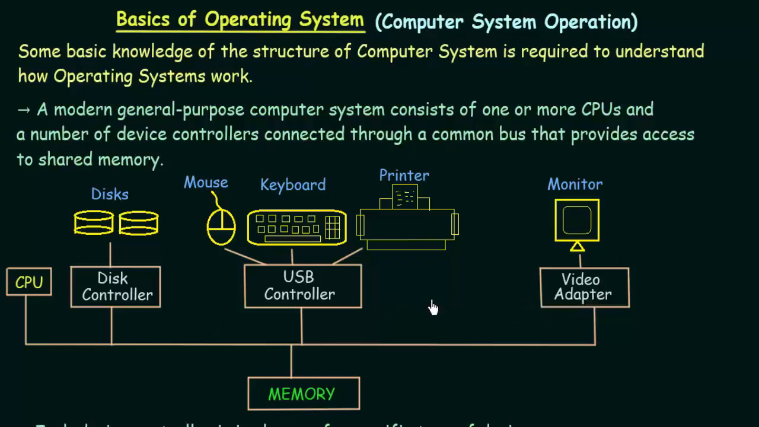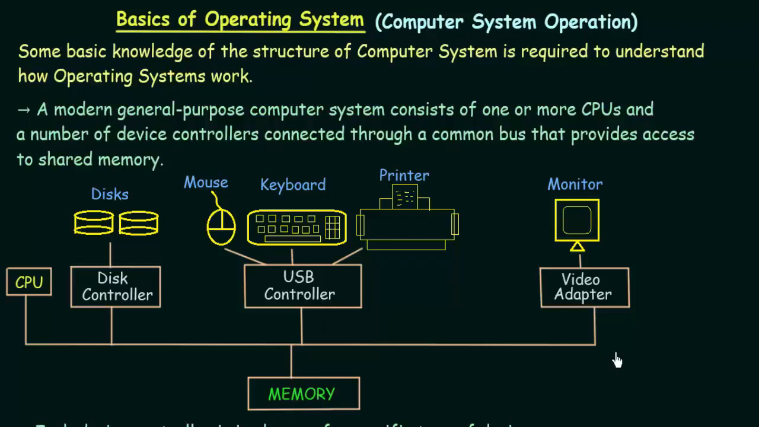And these adapters or controllers are in charge of how these devices actually work. And then the CPU, the central processing unit, along with these controllers, is connected via a common bus that we have here. This line represents the common bus which we talked about, and we see that they are all connected to this bus. It is common to all of them, and that bus is connected to a shared memory.